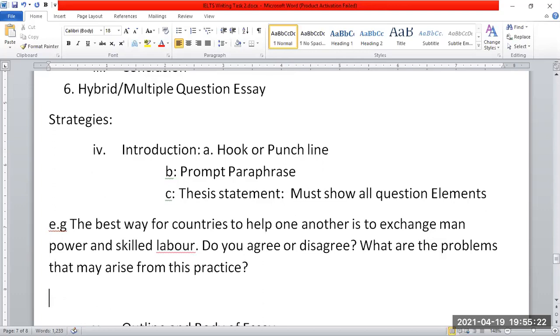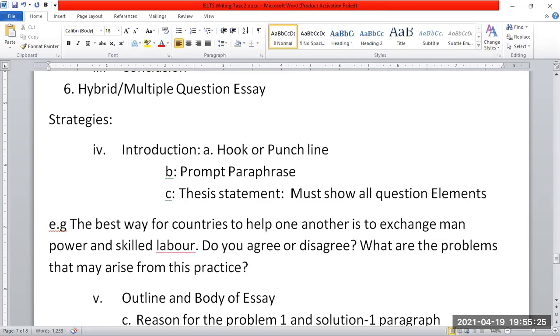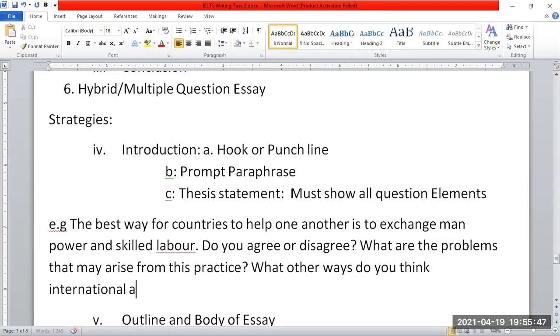Okay, that's another one. Then we have the last one. What other ways do you think international aid can be given? All right, so you have three questions.